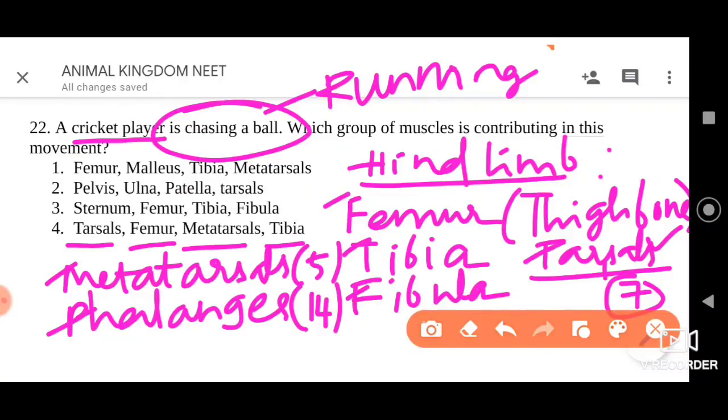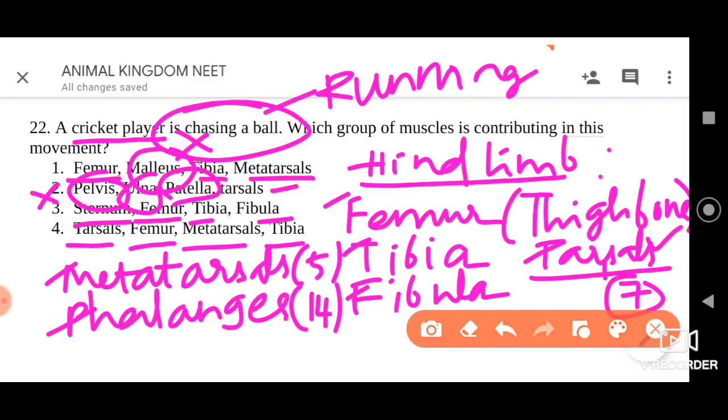When we talk about the first option, yes, femur is correct, tibia is correct, metatarsal is correct. But they have given malleus, which is wrong, my dear friends, which is the bone of the middle ear, the smallest bone. Then they have given pelvis, so pelvis is not the option here. Ulna is also not the option. Patella is also not the option, but tarsals can be. But all 4 should be true for this option. Then sternum. Sternum is the bone which is present in the thoracic cavity, the center of the chest, which does not assist in running. Femur, tibia, fibula assist, but there is no sternum.